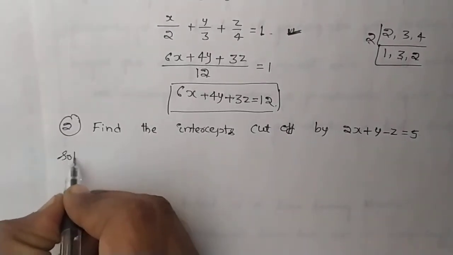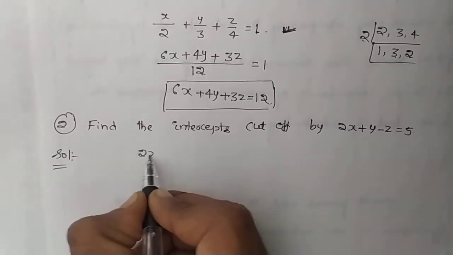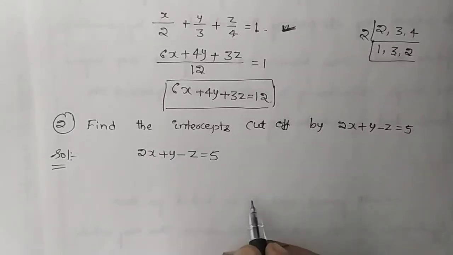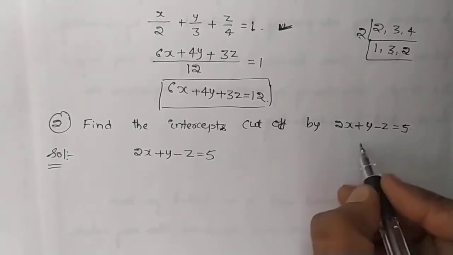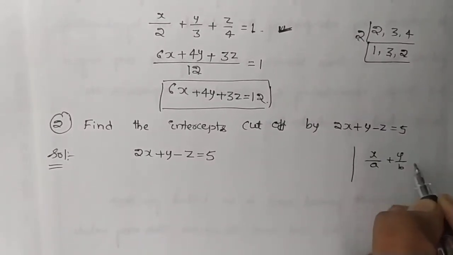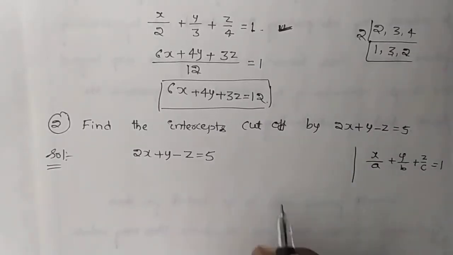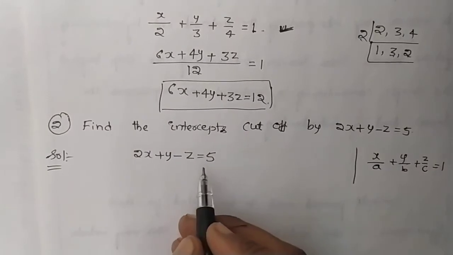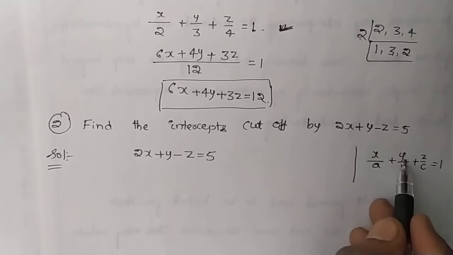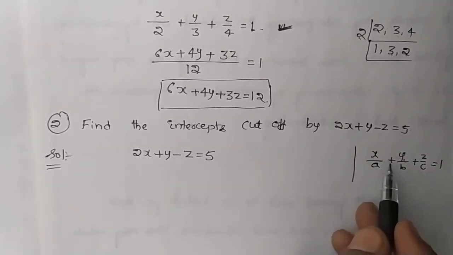Solution. First write down the given equation. Given equation is 2x plus y minus z equals 5. What is the intercept form equation of a plane? x by a plus y by b plus z by c equals 1. We have to represent this equation in the form of intercept form.